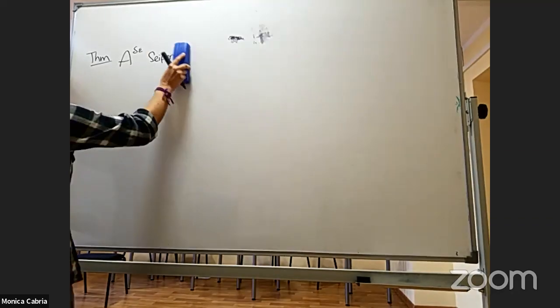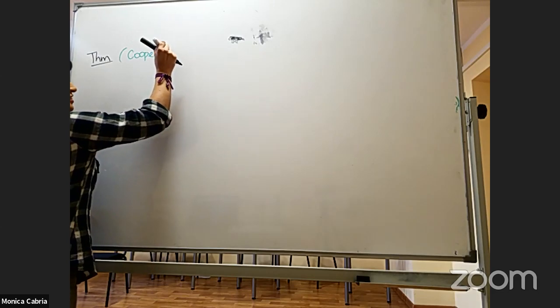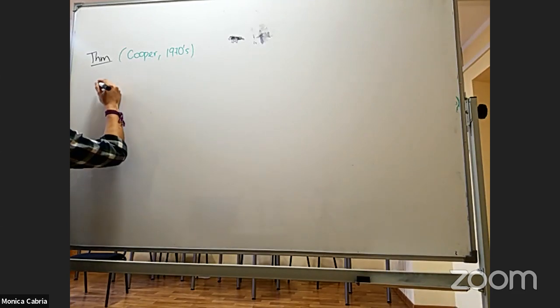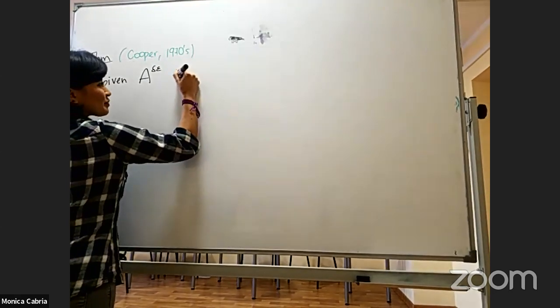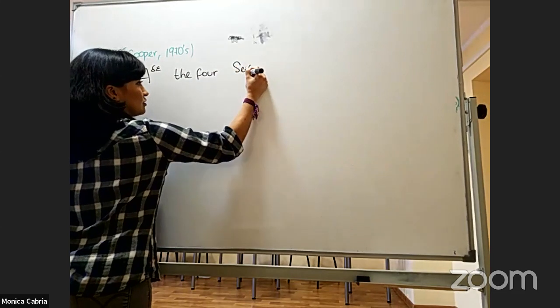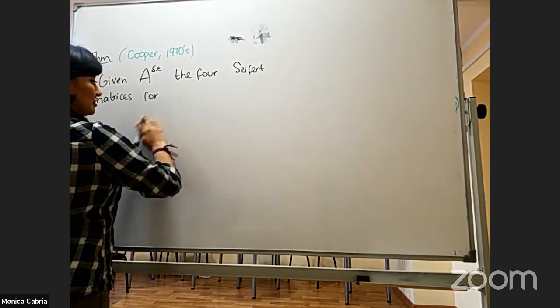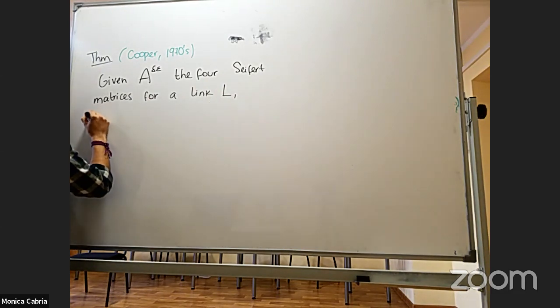Monica, I think this is the theorem by Daryl Cooper from 1970 something. Okay, I will write that down. Thank you. Cooper and Cervantes. Okay. So, given a four-tuple, or the four matrices, for a link, well, the Alexander module. Maybe you can say two component link. Oh, yes.